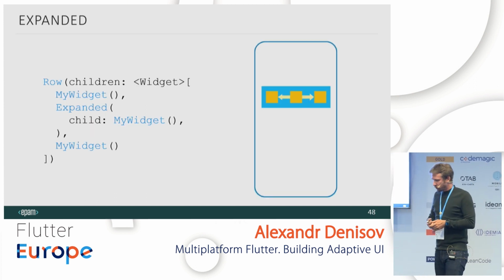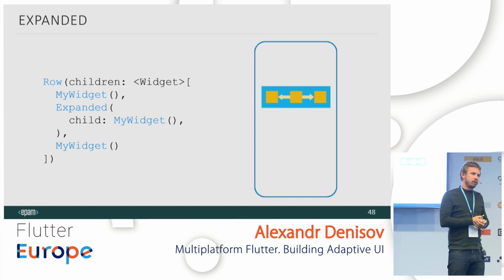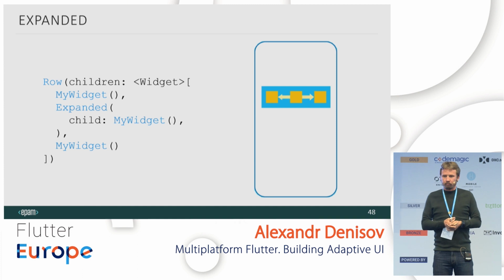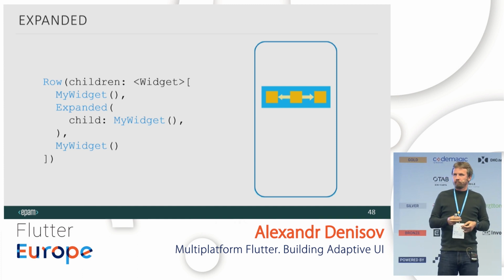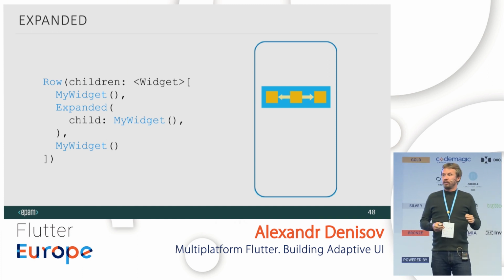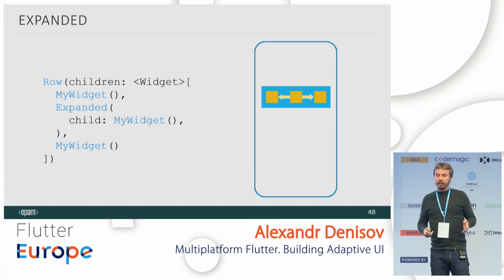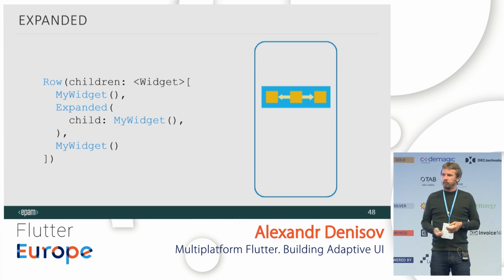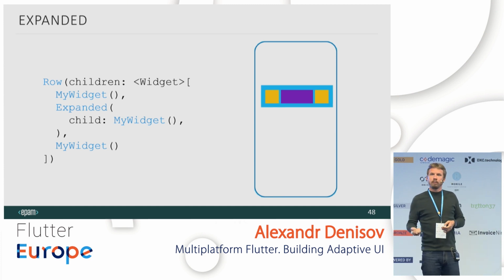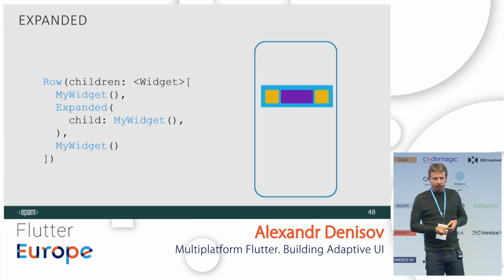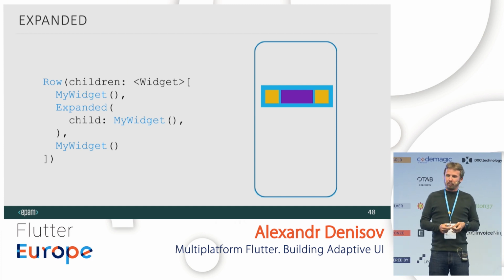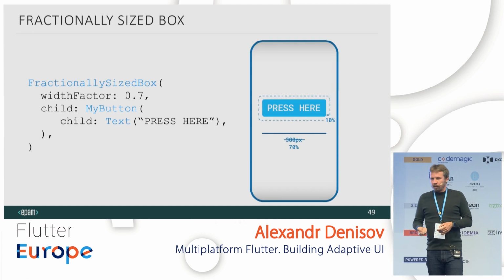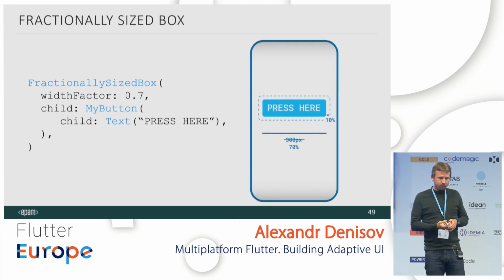Expanded. This widget extends a child of a row or a column, so it fills all available space. It's convenient. You can use it, for example, to make a list item that won't be dependent on screen width. Nice widget, FractionallySizedBox.